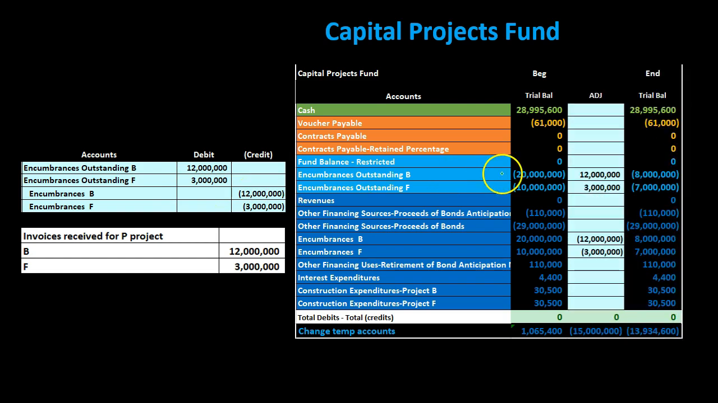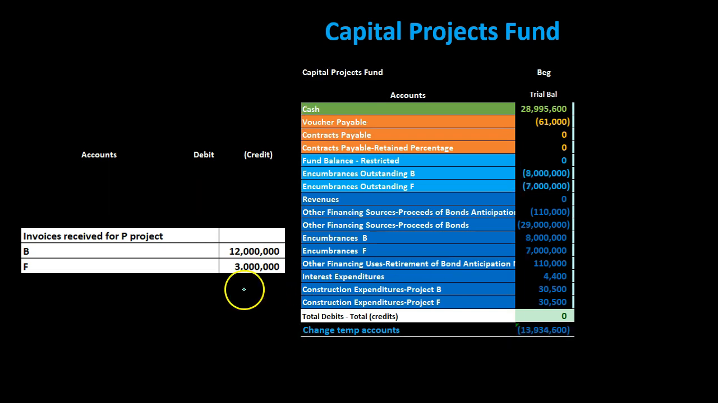So we have the encumbrances outstanding, then have credit balances. We're going to debit them, making them go down. So those are the debits. And then in the encumbrances, we're going to say these have debit balances. We're going to credit them to make them go down. They're not going down to zero because we haven't finished the whole project yet. So we're just decreasing the amount that has been invoiced for up to this point.